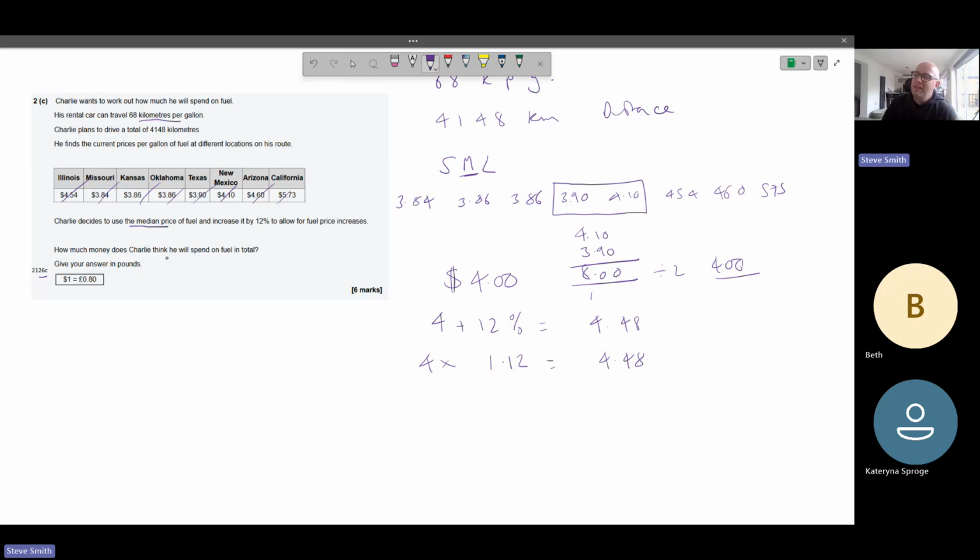Difficult. Right. How much does Charlie think he's going to spend on fuel in total? This is where the math kind of comes into it. Give your answer in pounds. Why? I'm in America, so it's $4 per gallon, not litre, per gallon. And I'm going to go 68 miles per gallon. So if I get my total miles I've got to go, 4,148, I divide it by how many miles per gallon my car goes, 68. I'm going to look at how many gallons of fuel I need to put in my car.